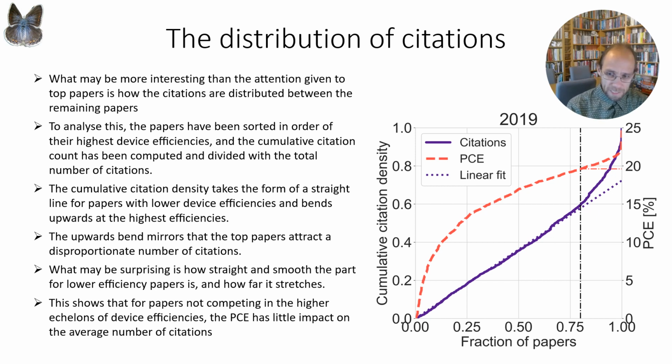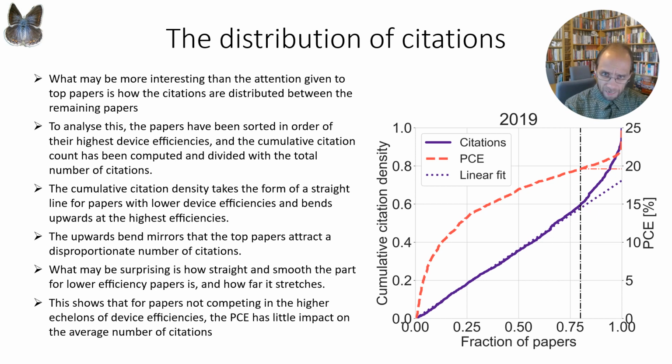What we see when we look at this is that the cumulative citation density takes the form of a fairly straight line for papers with lower device efficiencies, and that it bends upwards for papers with the highest efficiencies. This upward bend just mirrors the fact that top papers get a lot of citations. But what may be a bit surprising is how straight and smooth the part of the lower efficiency papers is, and how far it stretches.